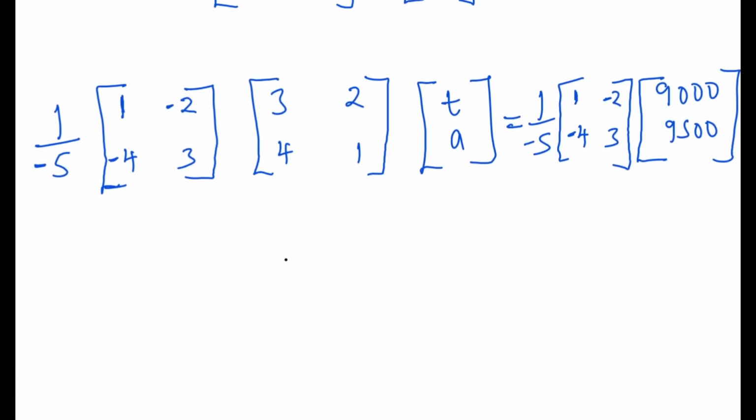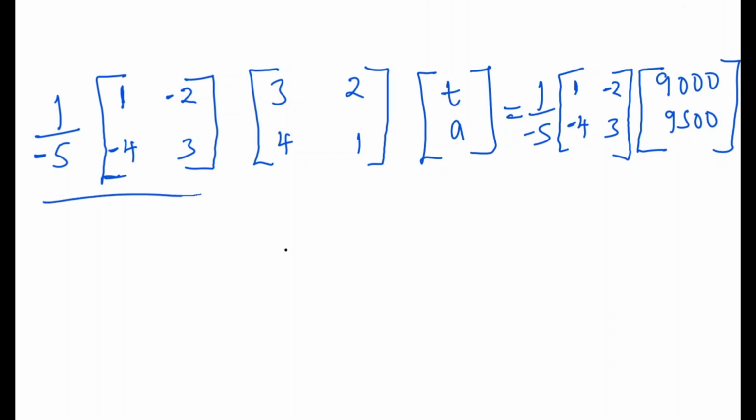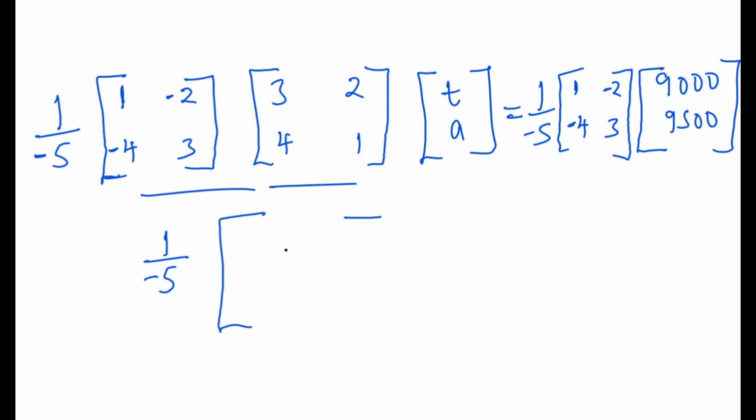Remember that we are pre-multiplying on the first side, so we should also pre-multiply on the other side. You can watch our video on multiplication of matrices if you do not know the difference between pre-multiplying and post-multiplying. Now let us multiply. 1 over negative 5 shall remain where it is, but this matrix and this matrix shall be combined to form a new matrix. And then T and A is still where it was.